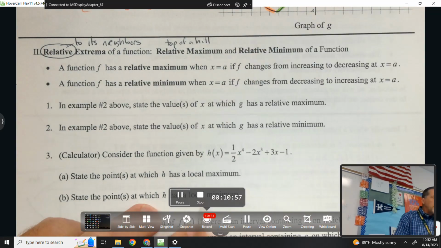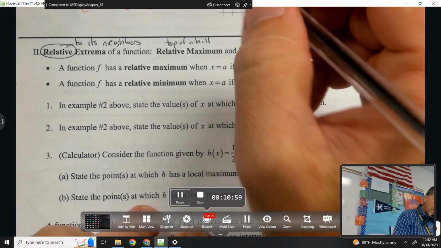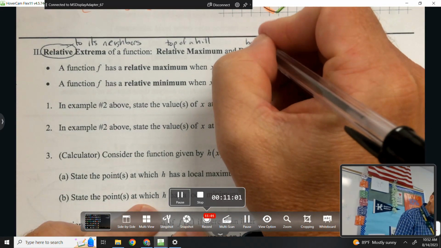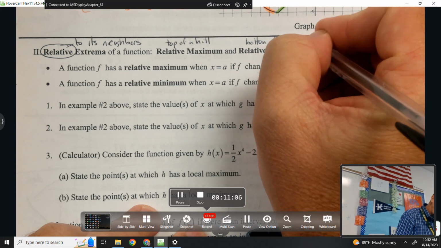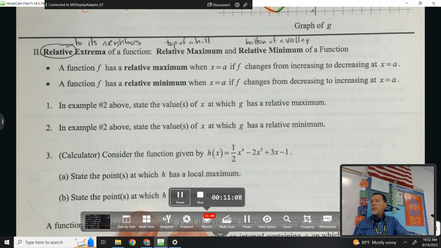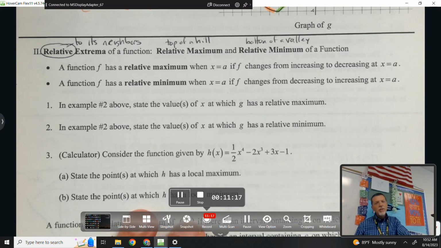Relative minimum is kind of the same thing, except valley. You're at the bottom of a valley. Might be a deep valley, might be just a small footprint in the earth. But if you're at the bottom, you're a relative minimum. Relative to your neighbors, you're the minimum.